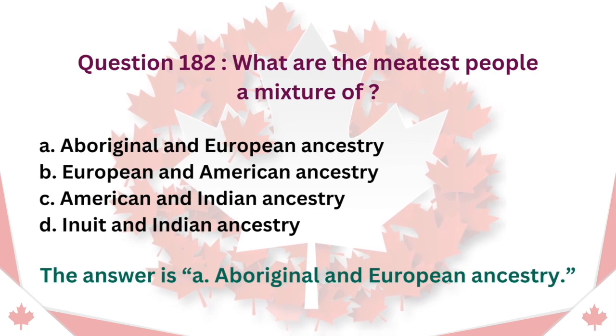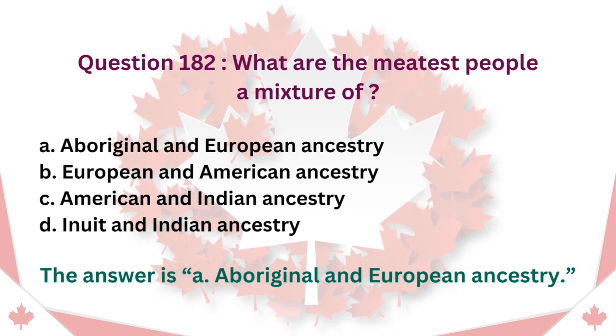Question 182. What are the Métis people a mixture of? A. Aboriginal and European ancestry. B. European and American ancestry. C. American and Indian ancestry. D. Inuit and Indian ancestry. The answer is A. Aboriginal and European ancestry.